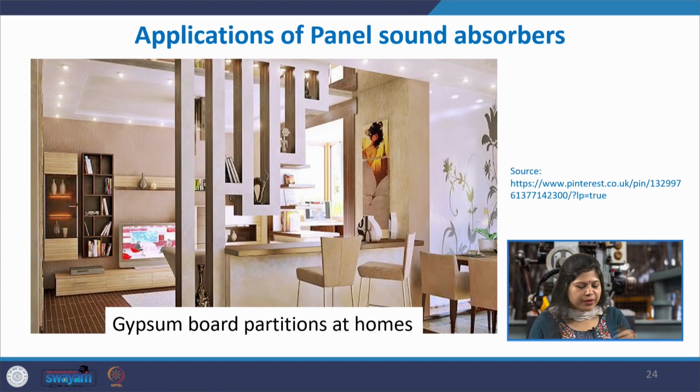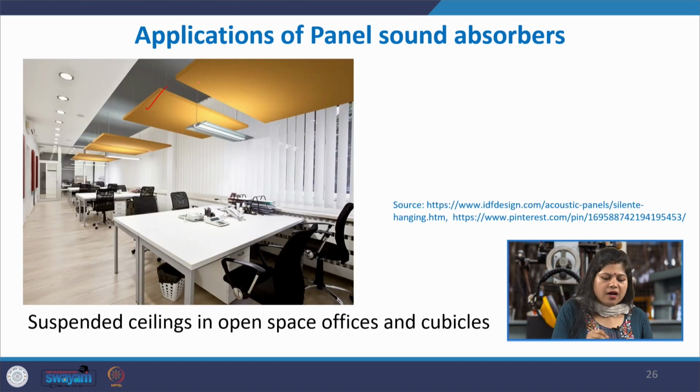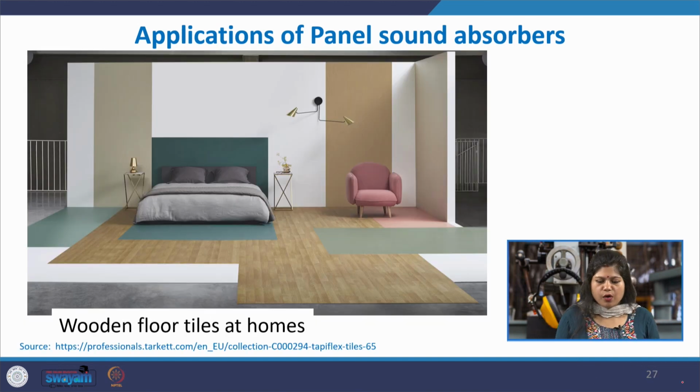So, some pictures. This is a gypsum board partition at home which is acting as a panel absorber and also adding to the aesthetic value and creating a partition between two living spaces. Here you have these wonderful acoustic tiles acting as absorbers. You have these freely hung suspended acoustic panels in this office cubicle. Then you have again these various kinds of wooden tiles on the floor which act as panel absorbers and so on.